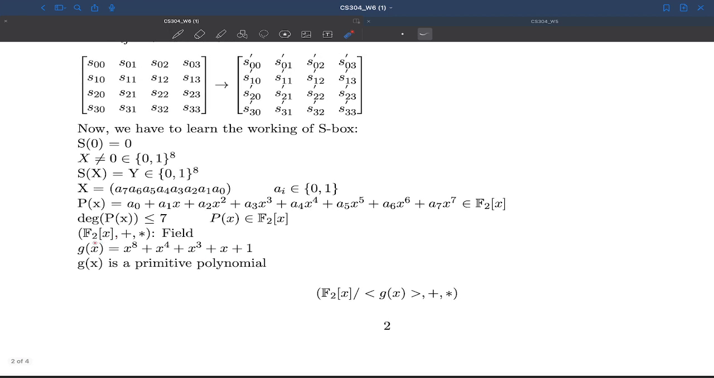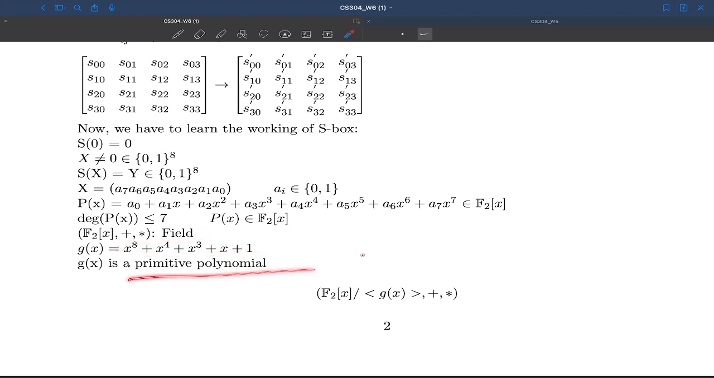Now, if I combine this set of polynomials with the addition and multiplication operators, then it forms a field. That also we have seen in previous videos. If I combine this set of polynomials with the two operators, plus and multiplication, I get a field. Now I'm going further with the things that we have defined in the previous videos. I will take a polynomial g(x).